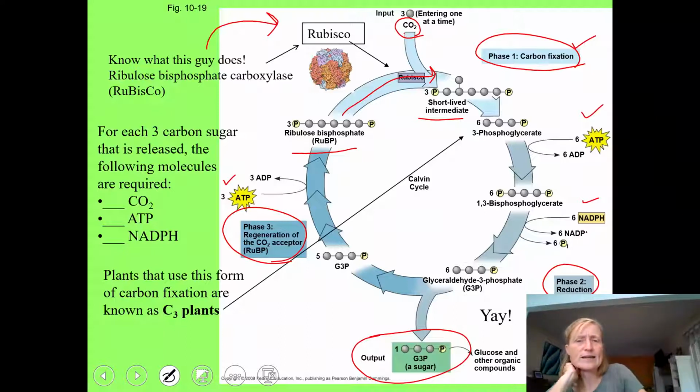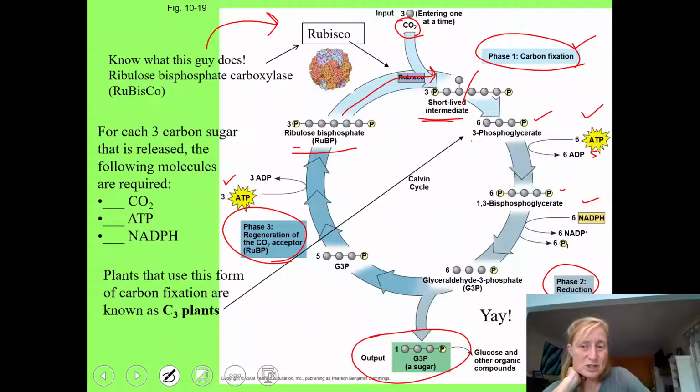So we're following these 3 molecules of ribulose bisphosphate connect with 3 molecules of carbon dioxide to make 3 6-carbon intermediates that immediately break in half somehow, and we get 6 3-carbon molecules with a phosphate on it. We use our ATP up to make a 3-carbon molecule with 2 phosphates on it. This is not a sugar yet. This thing is called 1,3-bisphosphoglycerate. We've finished phase 1.